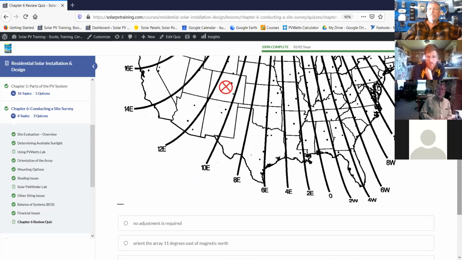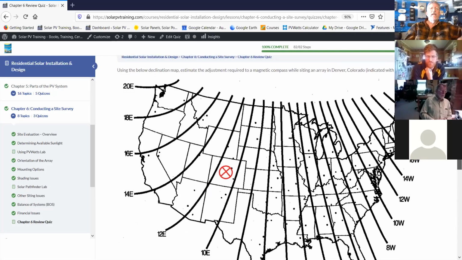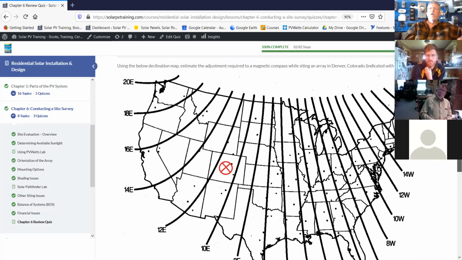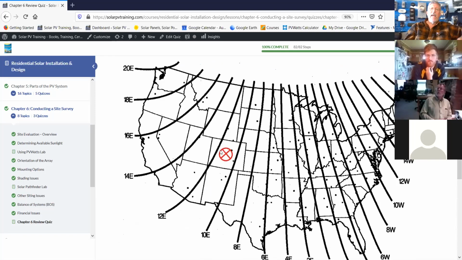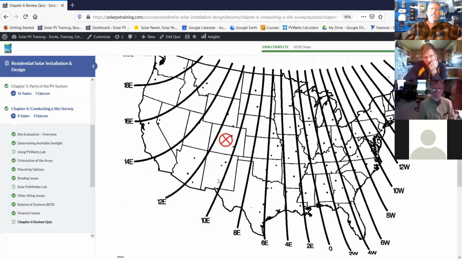This right here is a declination chart. All right. And what they're saying is, using the declination map below, estimate the adjustment to a magnetic compass while siting an array in Denver, Colorado. So I found out I had to tell people where Denver, Colorado is. So here's the red X. So what it's saying is, as you're looking at this declination chart, notice it says 10, 12 degrees east.